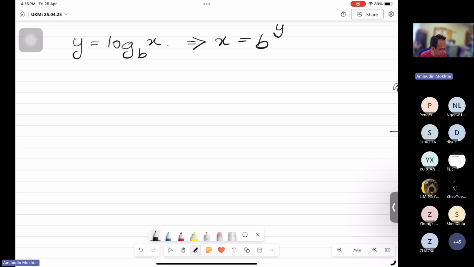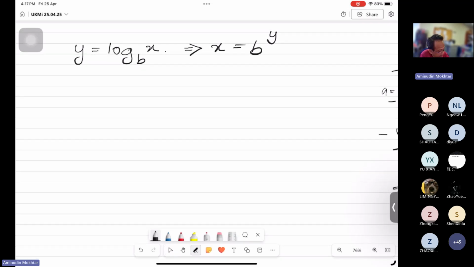For example, you can refer to page 46, and then the table in example 1.37. Let's say we have the log form 2 equals log base 5 of 25. So this is the log form, and the exponential form is 25 equals 5 to the power of 2.